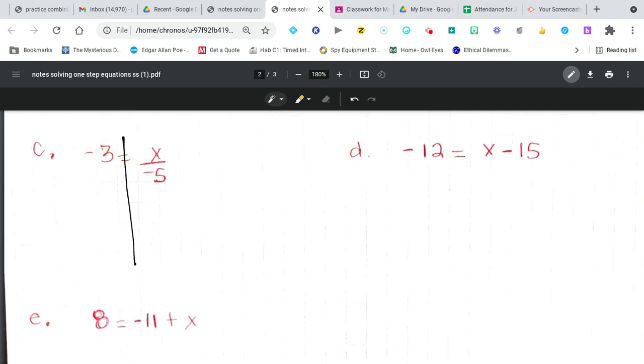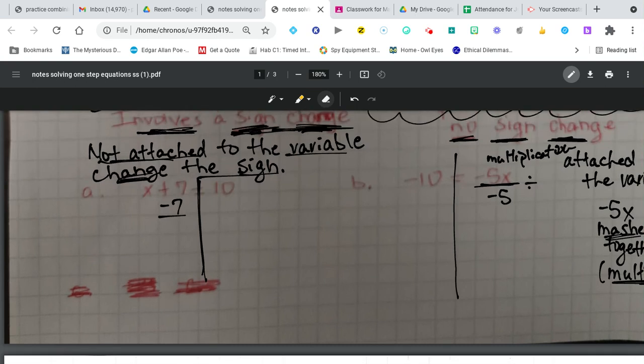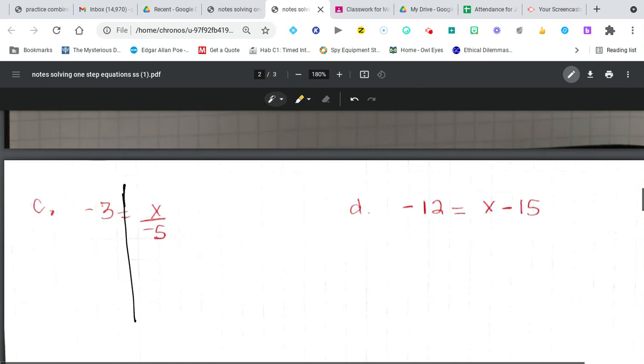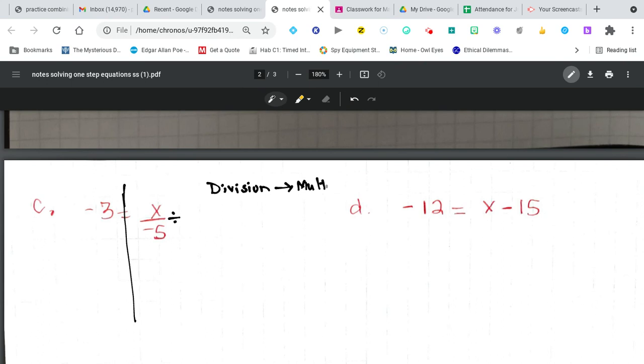If you look at C, this is so much better. To get X by itself, I need to get rid of -5. But what did I tell you this bar means? If you draw a bar like I did on B, that bar means division. Or if the bar is already there, it means division. So if it's division, the opposite of division is multiplication. They're inverses or opposites, okay? You do not change the sign.